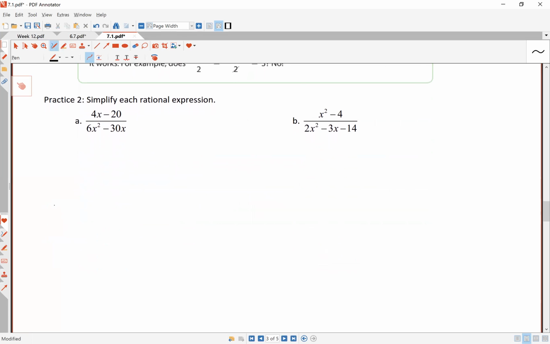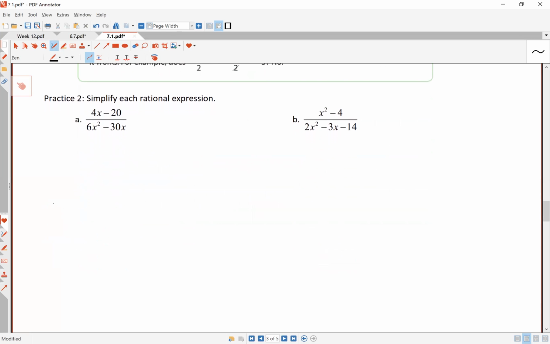Okay, so please tell me what you get for practice 2a. From the numerator, we pull out a 4, and we're left with x minus 5. From the denominator, we pull off a 6x, and we're left with x minus 5. So we cross out the x minus 5s, and then the 4 and the 6 both have a common factor of 2. 2 goes into 4 twice, 2 goes into 6 3. So we get 2 over 3x.